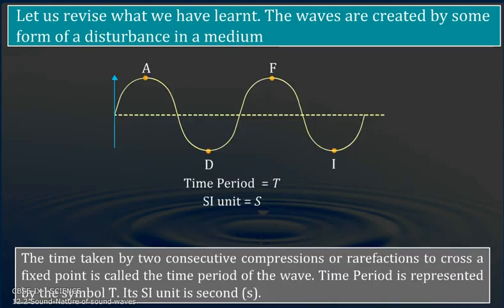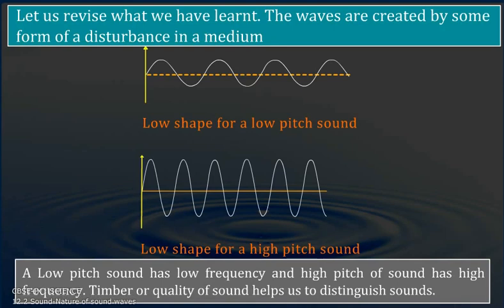The time taken by two consecutive compressions or rarefactions to cross a fixed point is called the time period of the wave. Time period is represented by the symbol T. Its SI unit is second. A low pitch sound has low frequency and a high pitch sound has high frequency. Timbre or quality of sound helps us to distinguish sounds.